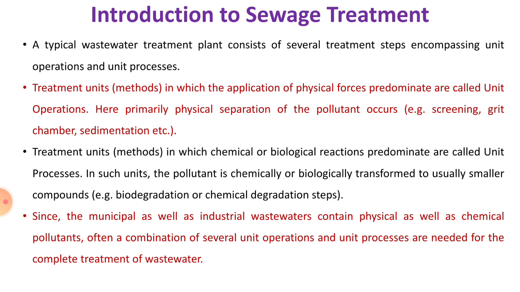As we know, the municipal or domestic and the industrial wastewater contain different types of physical and chemical pollutants or impurities. Because of their different combinations, proportions and concentrations, we have to incorporate different combinations of several unit operations and unit processes. It means we have to apply certain physical separation units and also certain chemical and biological transformation processes. Then it will become a complete treatment of the wastewater.